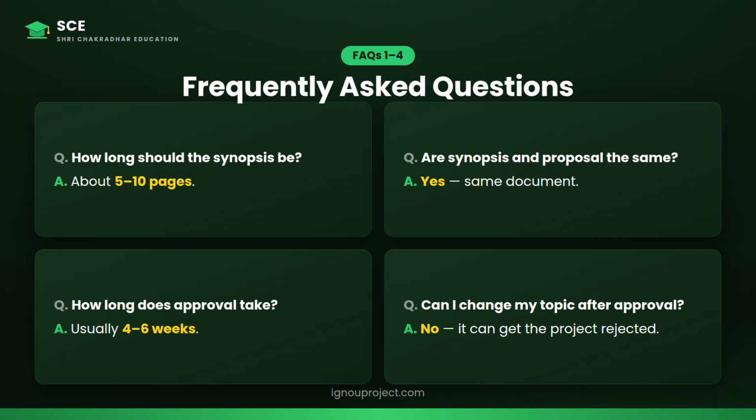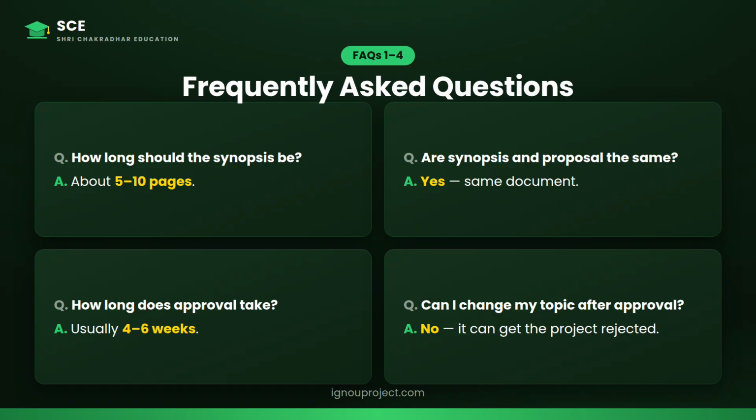Question 1. How long should the synopsis be? About 5 to 10 pages. Question 2. Are the synopsis and the proposal the same thing? Yes. IGNOU calls it the project proposal. Students call it the synopsis. They are the same document. Question 3. How long does approval take? Usually 4 to 6 weeks, so submit early.